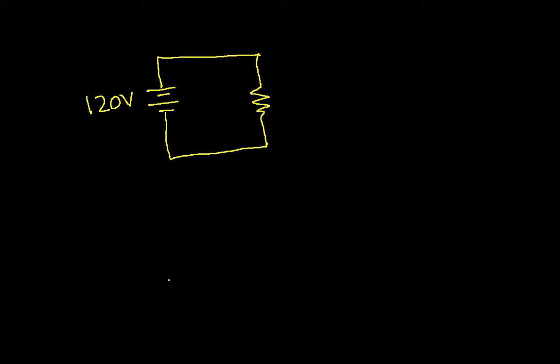So to do an example, let's suppose that we have the following circuit. We have a voltage source which provides 120 volts, and that's connected to a resistor with a resistance of 144 ohms. The symbol for ohms is a capital omega. So we know that the voltage here is 120 volts.